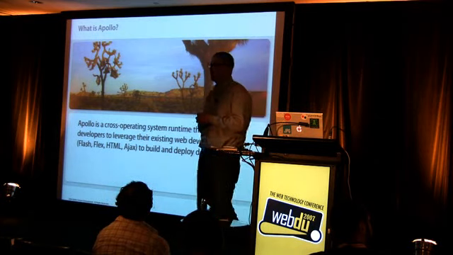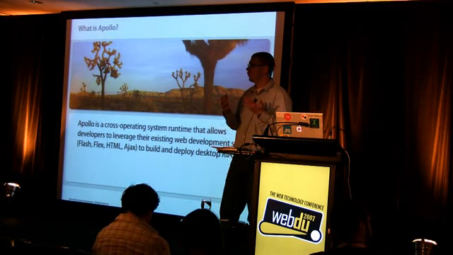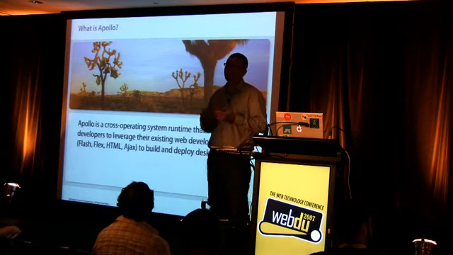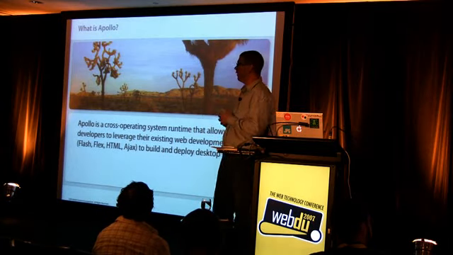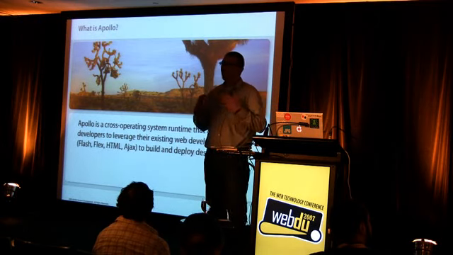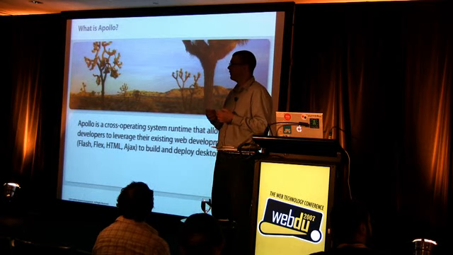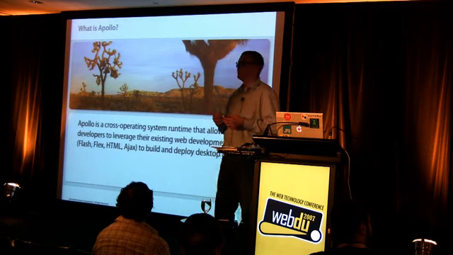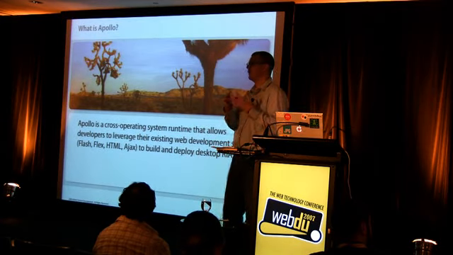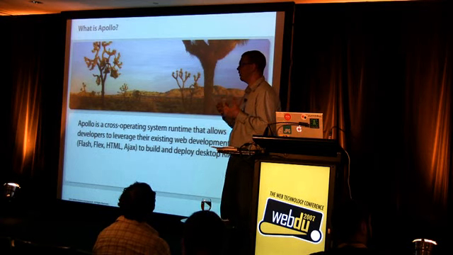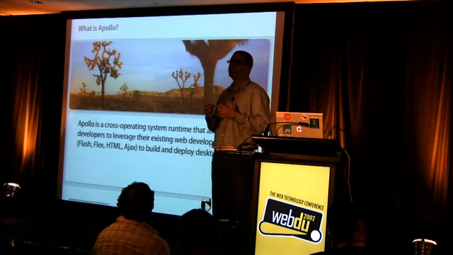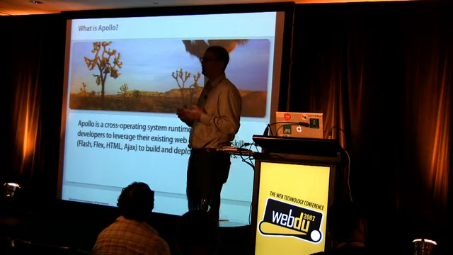So some of this is going to go over this. I'm actually going into a little more detail. But just really quickly, what is Apollo? Apollo is the code name for a new project we're working on. It's not the final name, but it's a code name for a project that aims to create a cross-operating system runtime that allows web developers to leverage their existing web development skills. That includes technologies like Flash and Flex and HTML, JavaScript. But to leverage those skills to build and deploy web applications, rich internet applications, rich content to the desktop.